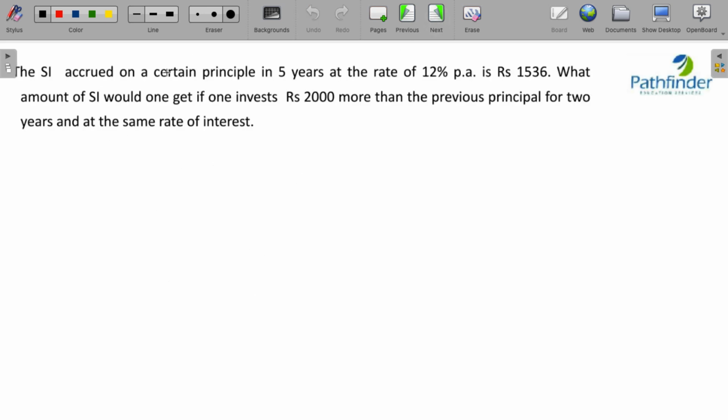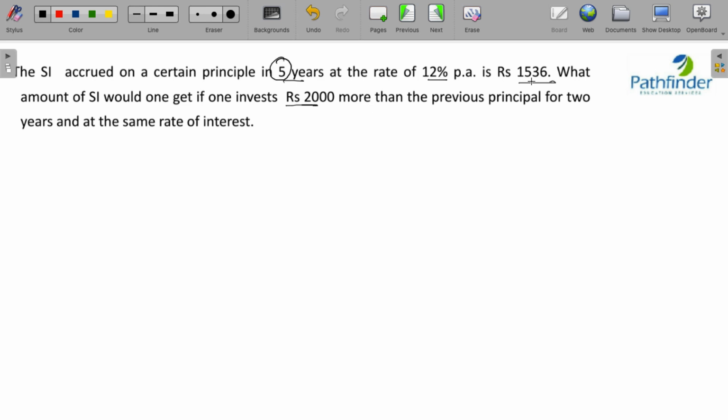Next, the simple interest accrued on a principal in 5 years at 12% per annum is 1536. What amount of simple interest would one get if one invested rupees 2000 more than the previous principal for 2 years at the same rate of interest? Okay. So you have to carefully observe what information is given in the question.